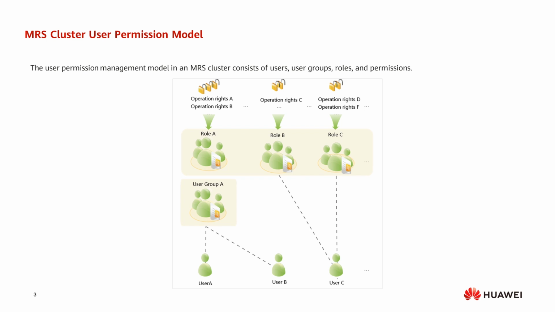A user is a visitor to the system. The rights of a user are the rights corresponding to the user group and role associated with the user. To obtain the rights, a user needs to be added to a user group or associated with a role.